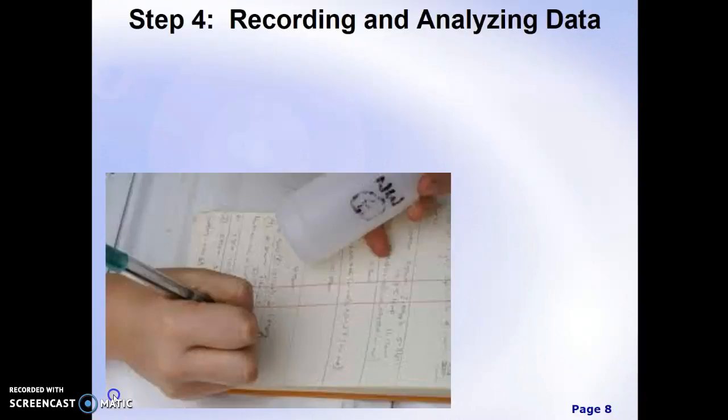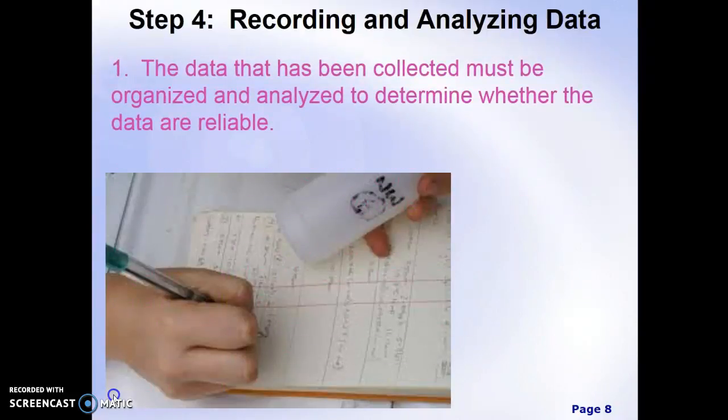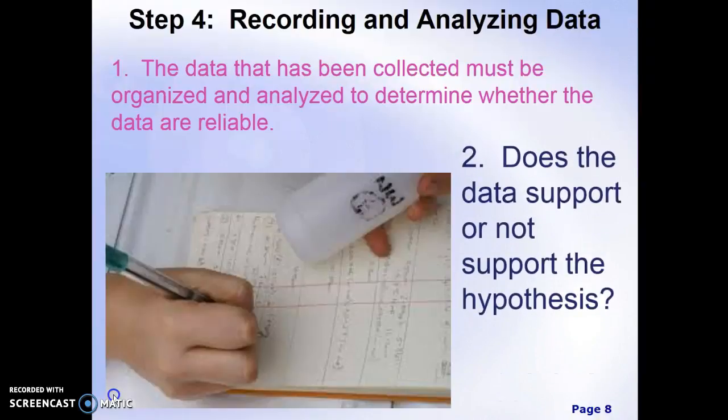That way you don't do anything wrong or anything that may hurt you. Step 4, you're going to record and analyze your data. This is where you need to be very organized, okay? The data that has been collected must be organized. And then we're going to analyze it, meaning we're going to figure out what it means. We're going to see whether or not that data is reliable. And basically by reliable, can we use that to draw a conclusion? Okay? So we're going to ask ourselves, does that data support or not support the hypothesis?